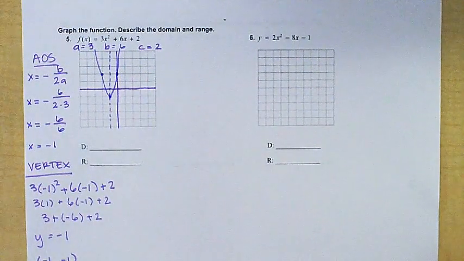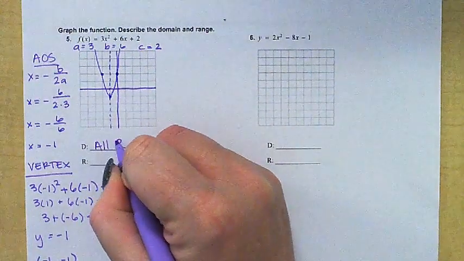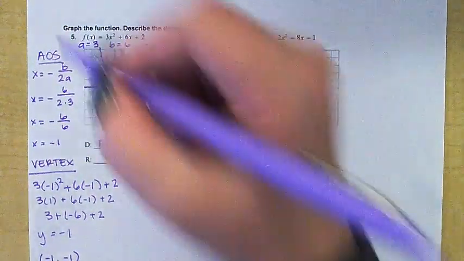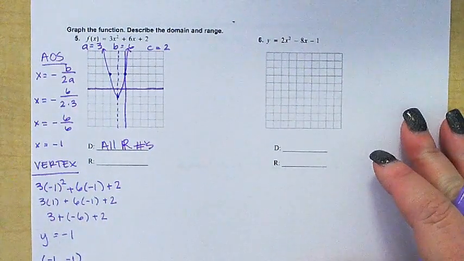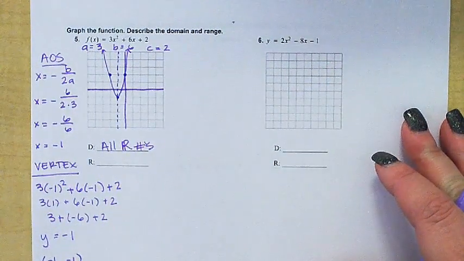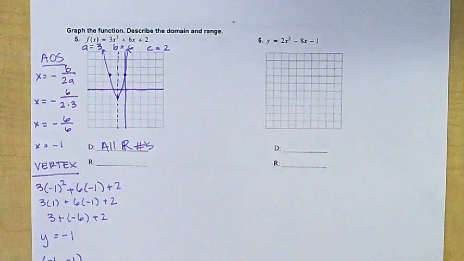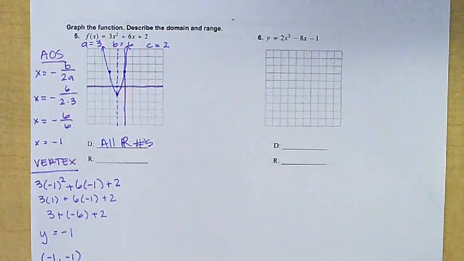Now domain. Well, our domain is all real numbers. Anytime you have a parabola, and you know what I forgot to do? I forgot to put these arrows here because that tells me that those lines go on forever and ever. And because of that, that means we can put any x value in that we want. We can put in the biggest x value you can think of, and it's still going to work. Even though we can't see it on this graph, it's still going to work because these lines go on forever. They just keep on going up. It just keeps getting bigger and bigger until any x value you can think of can be put in.